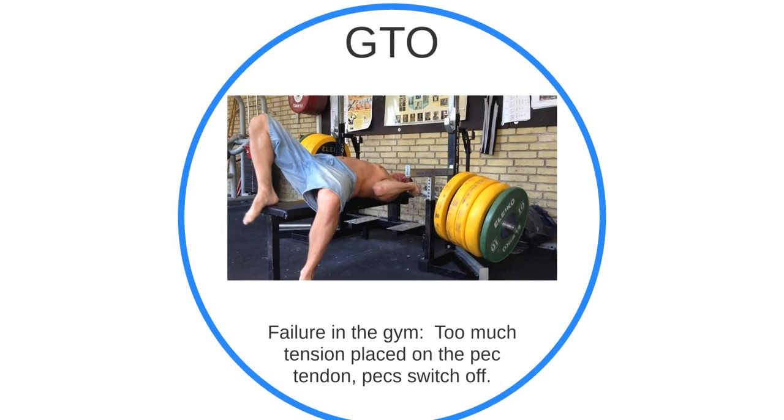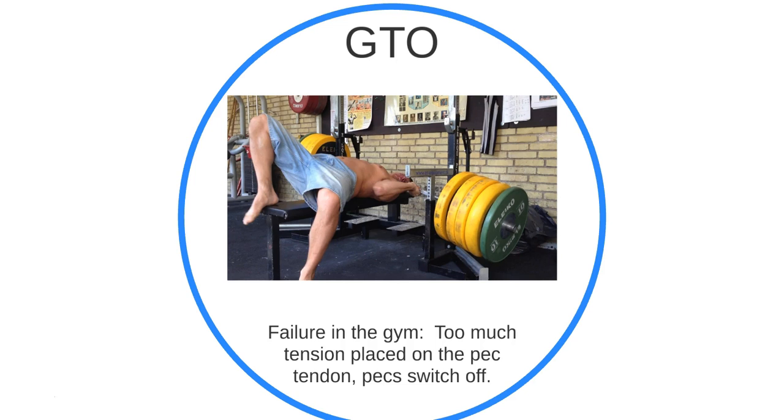So a classic example of a GTO in action is failing in the gym. You're really pushing through that rep and the tension going through the tendon, in this case the pec tendon, is far too much, and what happens unfortunately is the pecs turn off, and when the big muscle that's driving this lift turns off, game over. We're going to drop that weight.